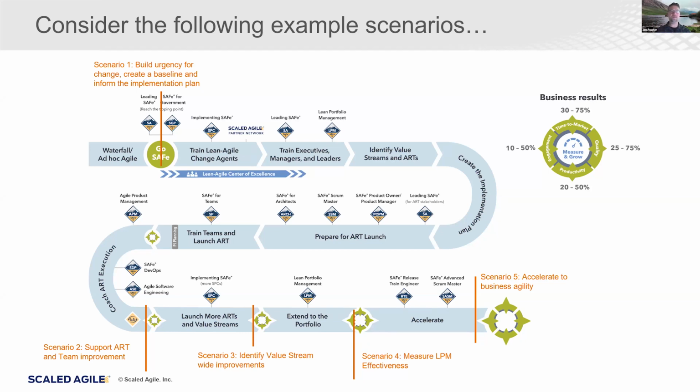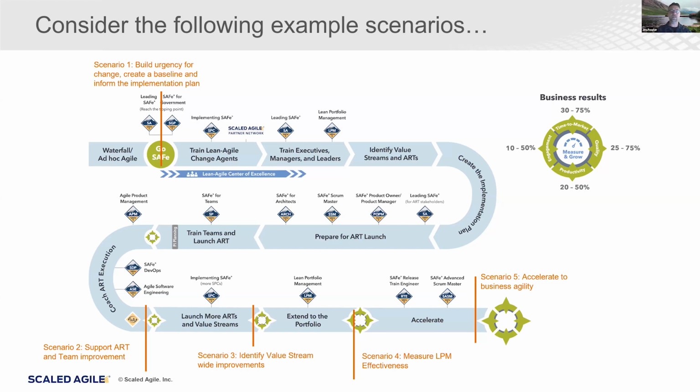Then scenario number two is to support ART and team improvement. So once we've launched some ARTs, we have our teams formed and we've gone through the base training and really started that journey, then we want to dive in a little bit deeper and support them in their execution. And then scenario three is once we've got some time under our belt and we've started down that path a little bit further, and now we're looking at, okay, how do we step up into the larger value stream and look at the bigger systemic improvements that need to happen in the organization? That's our scenario three, which we would execute there.